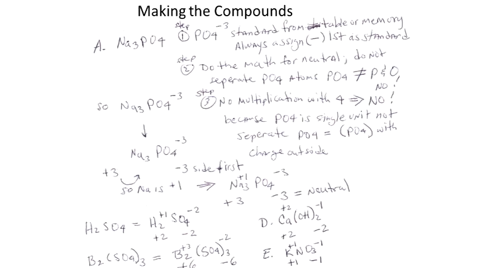Take a look at boron sulfate. So we have boron here, and we note that sulfates are -2. So we put the -2. 3 times -2 gives me -6. So I have 2 borons, so I must need a +3 to have a +6. It's balanced.